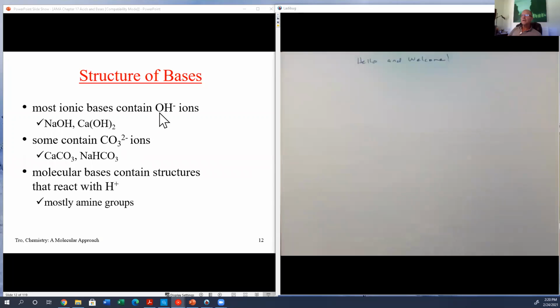Most ionic bases are going to contain hydroxide ions, like sodium hydroxide, calcium hydroxide. Some bases contain the CO3 2- ion, like calcium carbonate and sodium carbonate. We'll see later how these ions act as bases. And then molecular bases contain structures that react with H+, and those are mostly amine groups, which are nitrogen-containing organic compounds, and we'll see some of those in a minute.